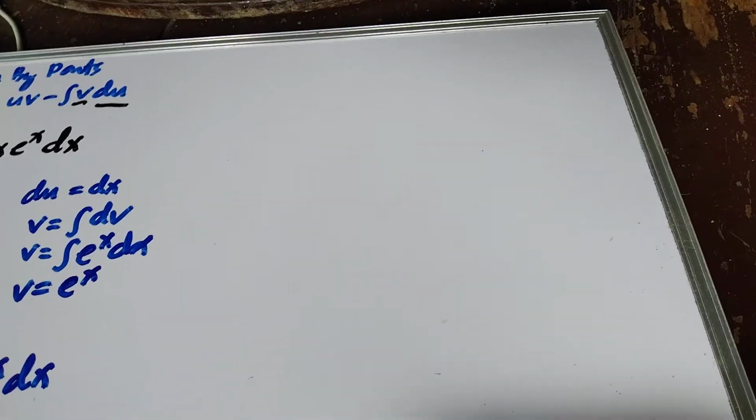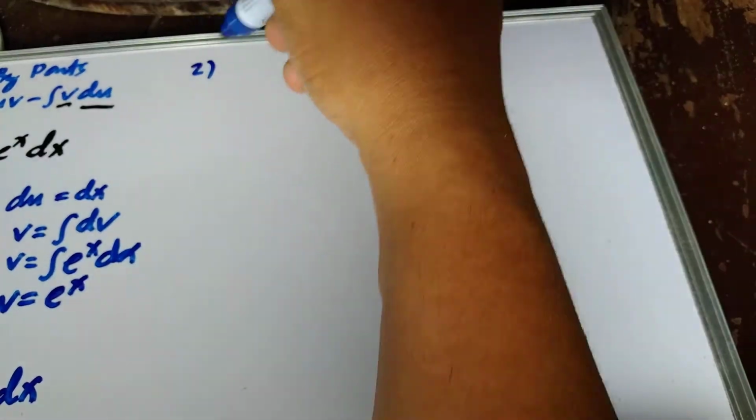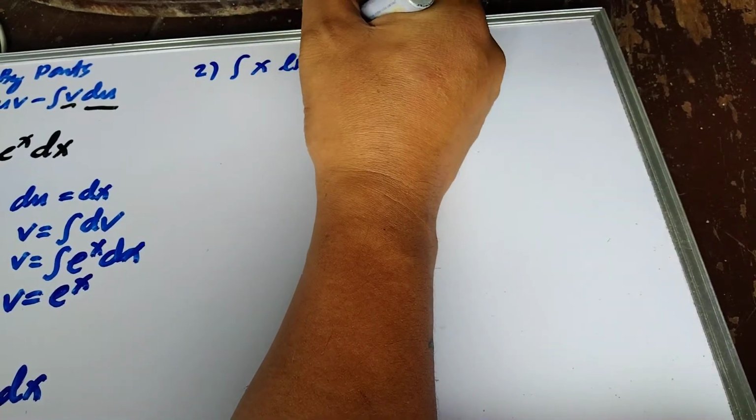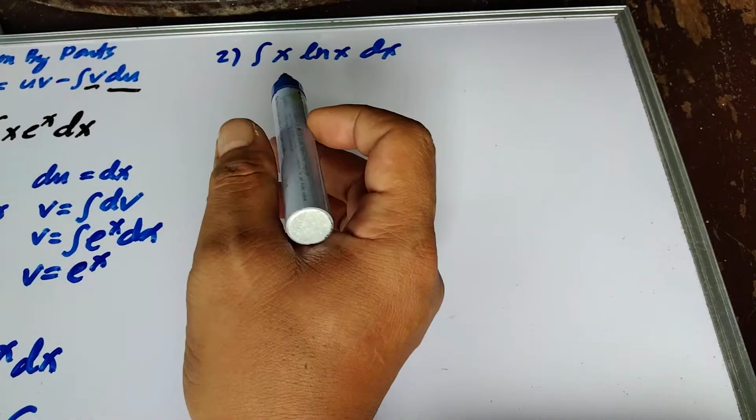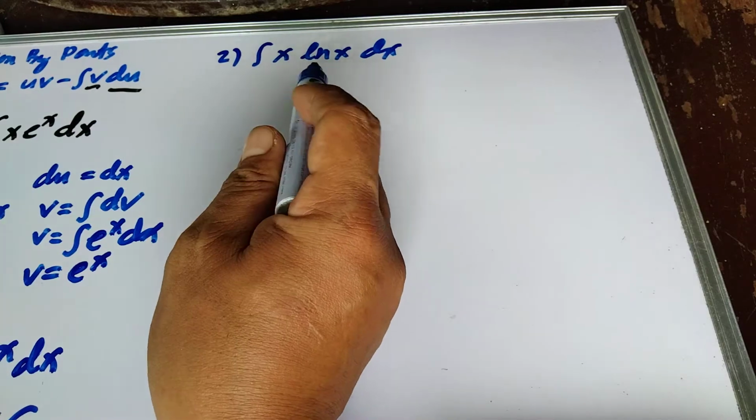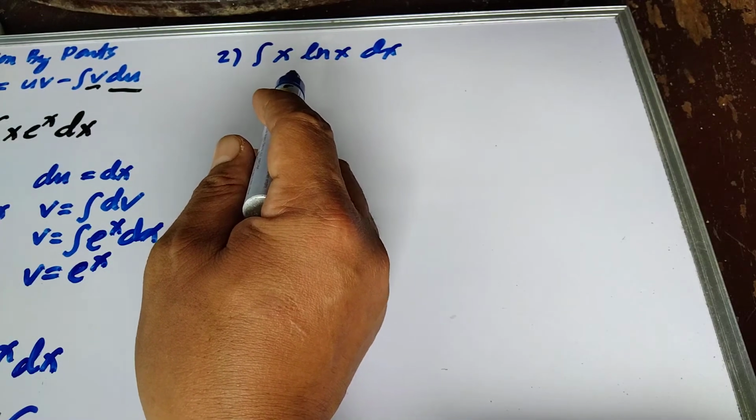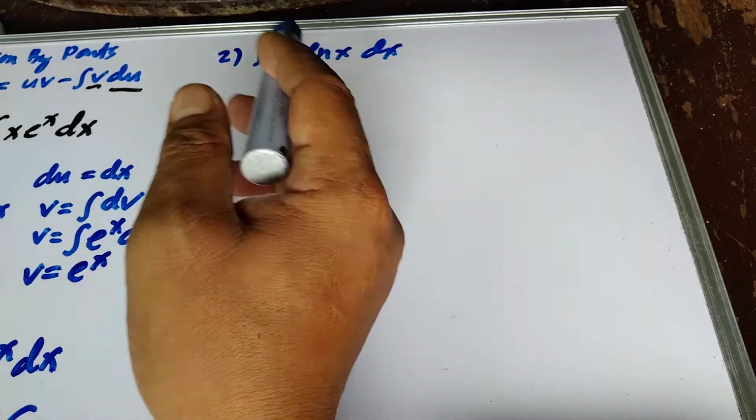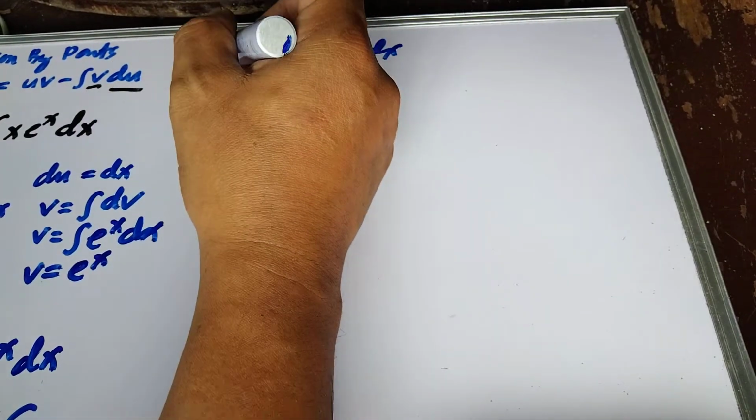Example number 2, we are given the integral of x ln of x dx. The integral of x ln of x dx. So, in this example number 2, what form does it belong to? Look at your handout, your module. Form number 2. That's correct. It is of the form number 2.